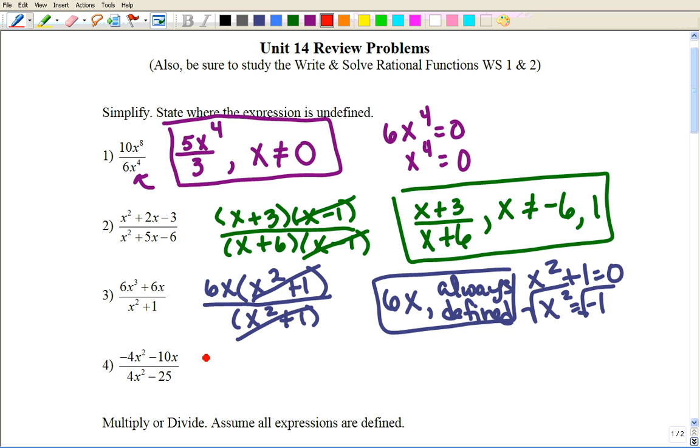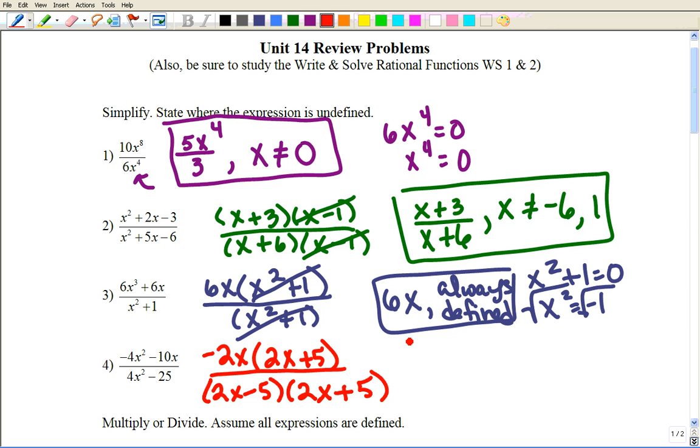And then number 4, again, let's factor everything completely. So this has a greatest common factor of negative 2x. And when I take that out, I'm left with 2x plus 5. In the denominator, that's a difference of 2 squares, so I'll have 2x minus 5 and 2x plus 5. Now that everything is factored, cancel out anything that matches, so those two things cancel, and we're left with negative 2x over 2x minus 5. Those 2x's do not cancel because this 2x minus 5 is just all one piece.